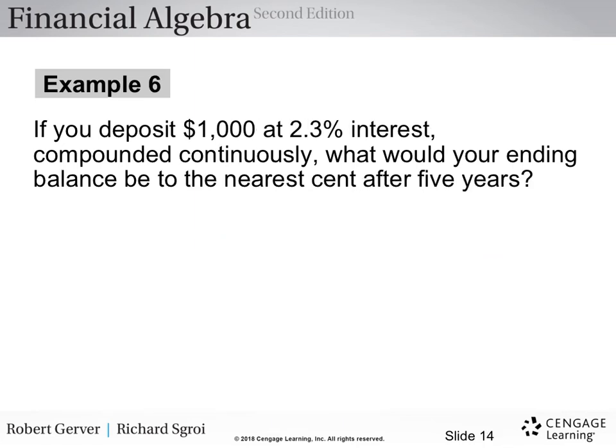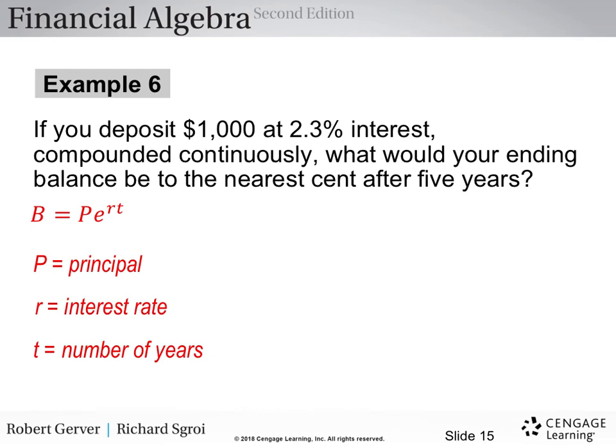If you deposit $1,000 at 2.3% interest compounded continuously, what would your ending balance be to the nearest cent after 5 years? This is where we come up with our formula for continuous compounding. So for continuous compounding, our balance is equal to P e to the rt. P is your principal, of course. r is your interest rate as a decimal. And t is the number of years. So let's use this formula in solving this example.